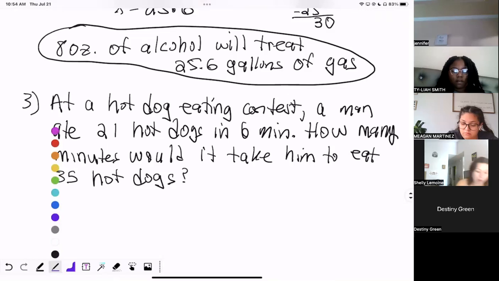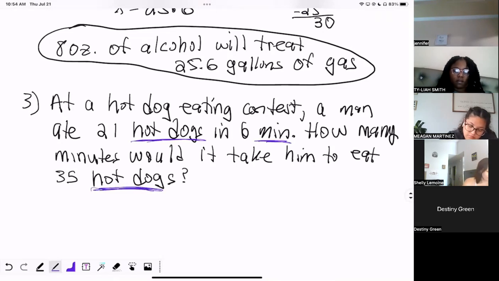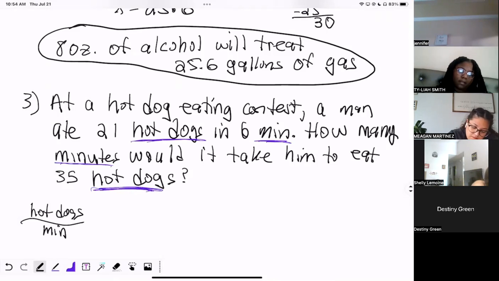Okay, so we have two different things going on, right? We have hot dogs as a unit, and we have minutes. That's what we're comparing, minutes and hot dogs. We know we have hot dogs here. I'm looking for minutes. How long would it take him? So I'll do it backwards. I'll put hot dogs on top and minutes on the bottom. I do suggest you do this, because then you always make sure you're doing the right thing.